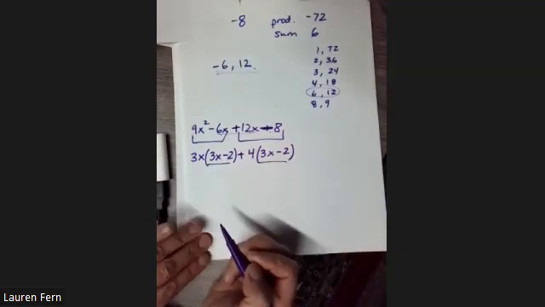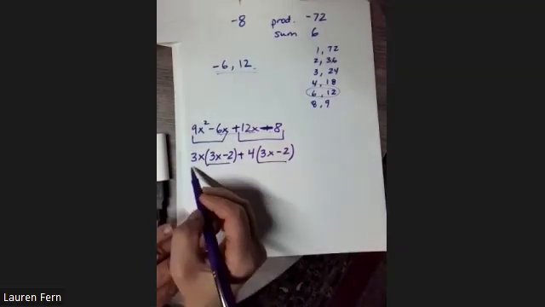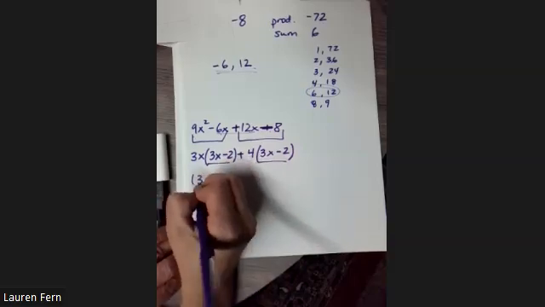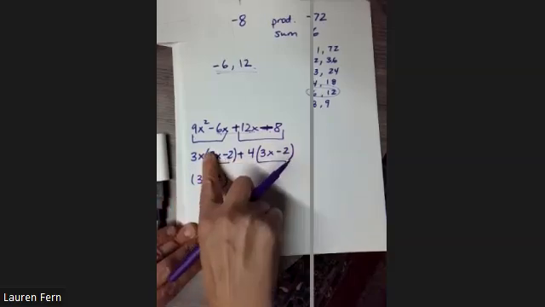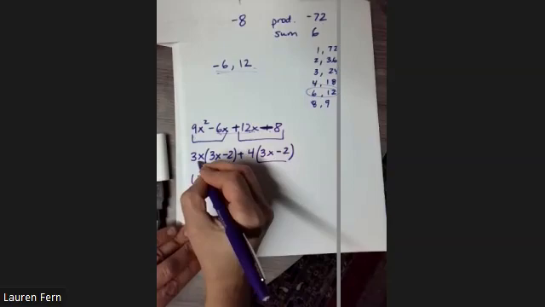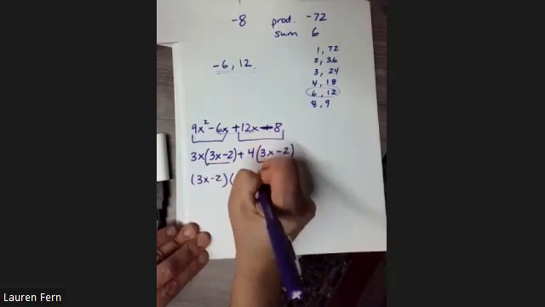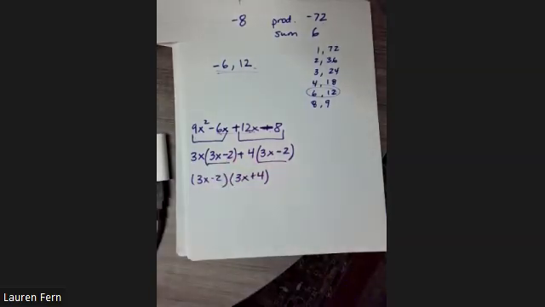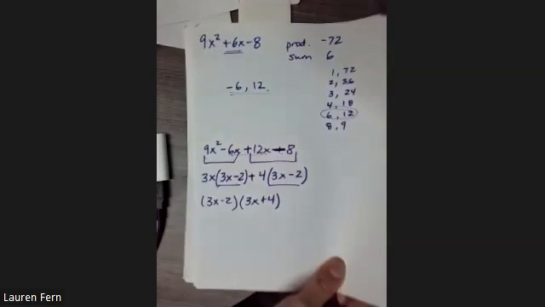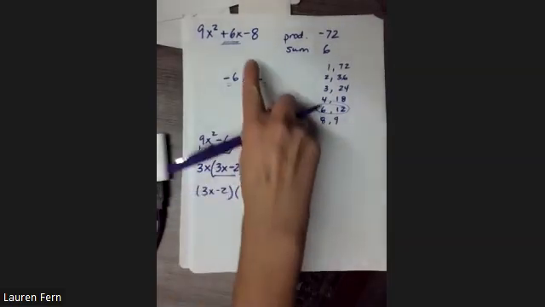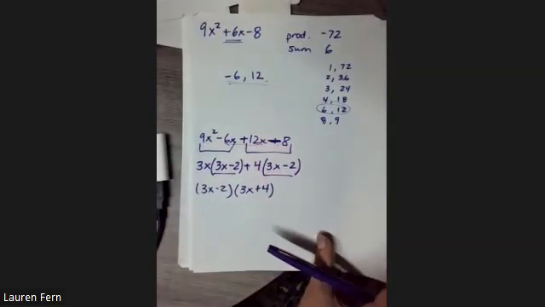Notice now I have 2 terms left. They each have a 3x minus 2 in common. If I pull out the 3x minus 2, in my first term, I'm left with the 3x, and in my second term, I'm left with plus 4. And sure enough, if you multiply these out, you better get back to where you started.